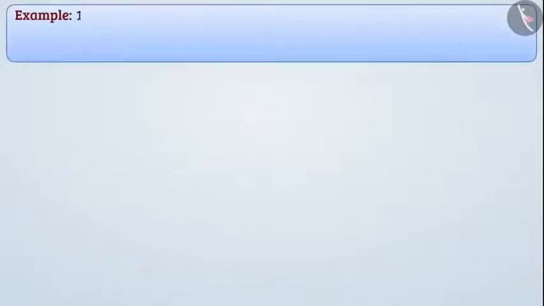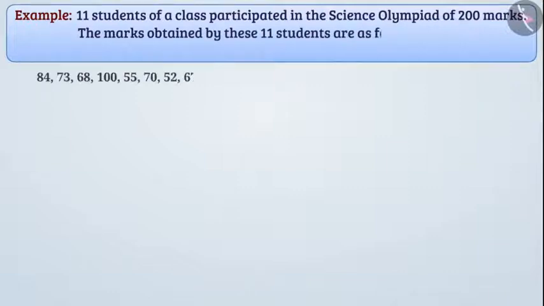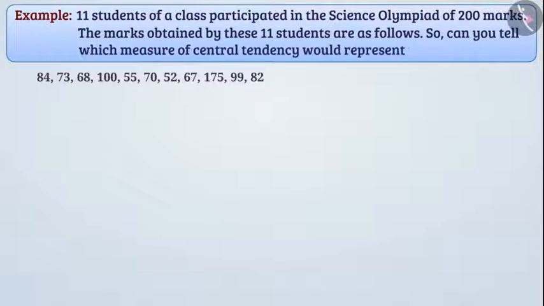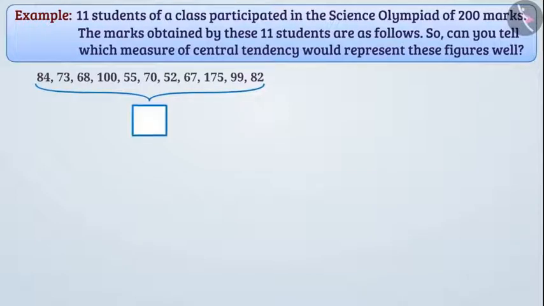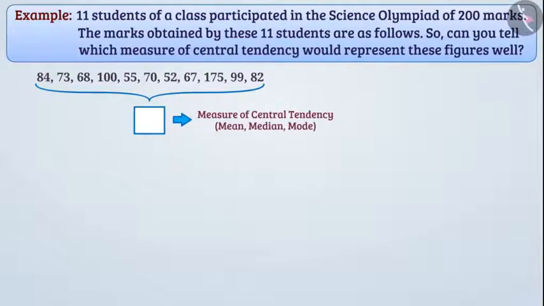Next example, 11 students of a class participated in the Science Olympiad of 200 marks. The marks obtained by these 11 students are as follows. So, can you tell which measure of central tendency would represent these figures well? A measure that represents the entire set of data with a single value is called a measure of central tendency. We know about mean, median, and mode are measurements of central tendency. To find the representative value of data shown, we will find the value of each measure of central tendency.